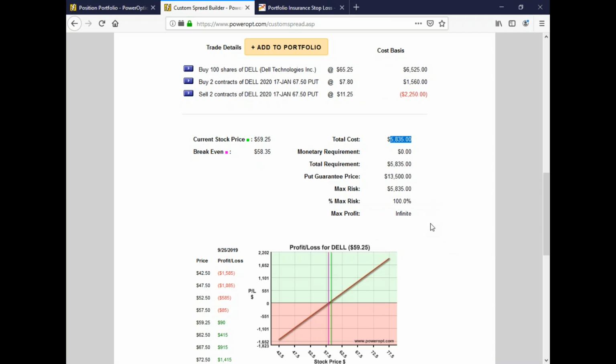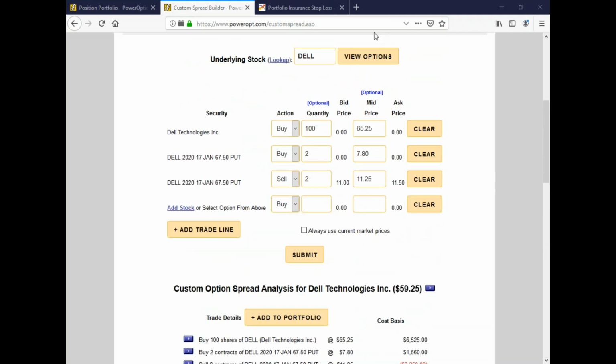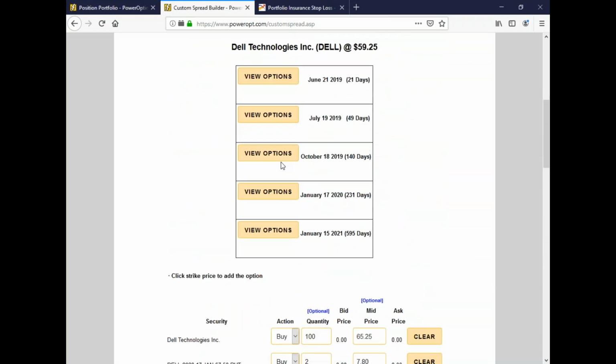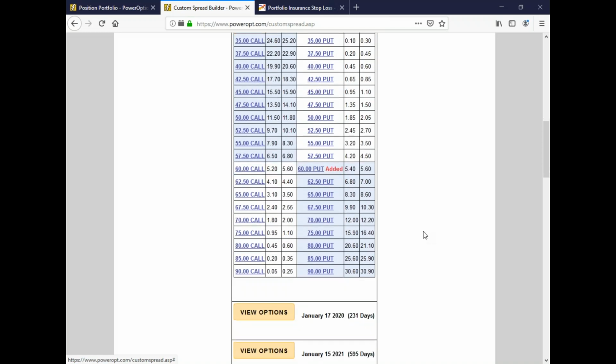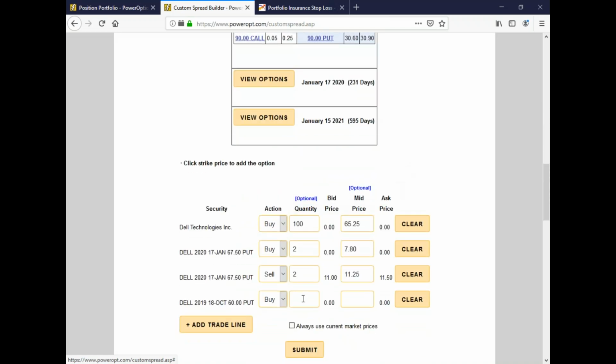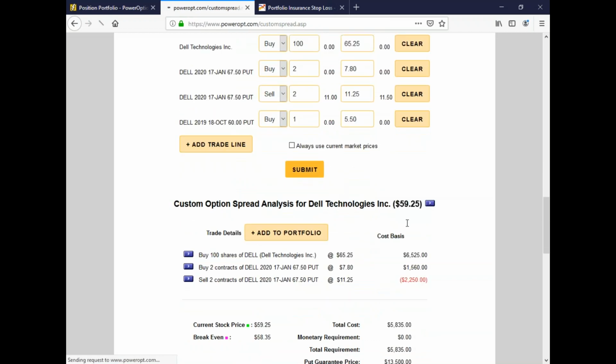Now, if I think Dell is still a solid company and that it will recover from this overreaction to the earnings decline, what I may consider doing is coming into October and just buying a 60 put for about $550. I'm not buying two now. I'm only going to buy one and keep it as a standard married put position.